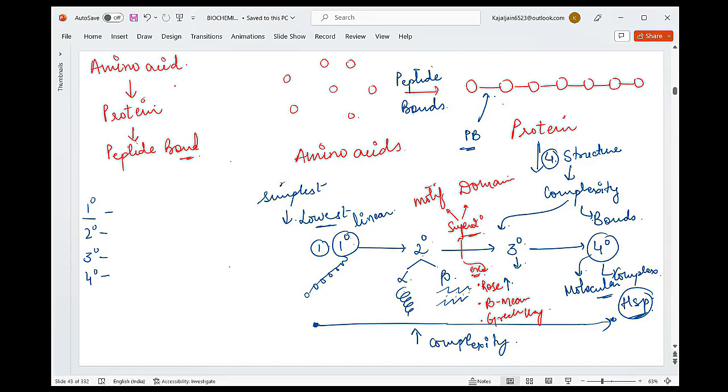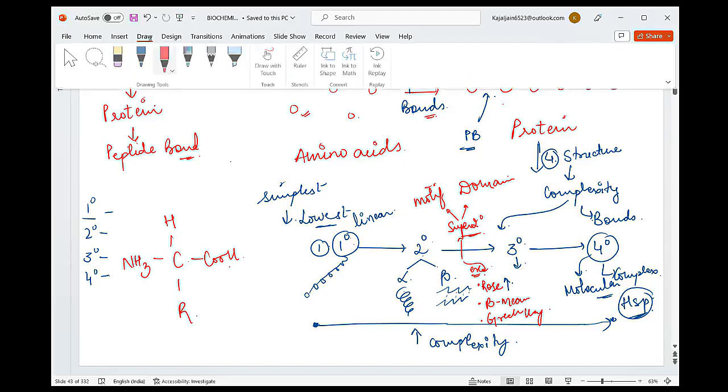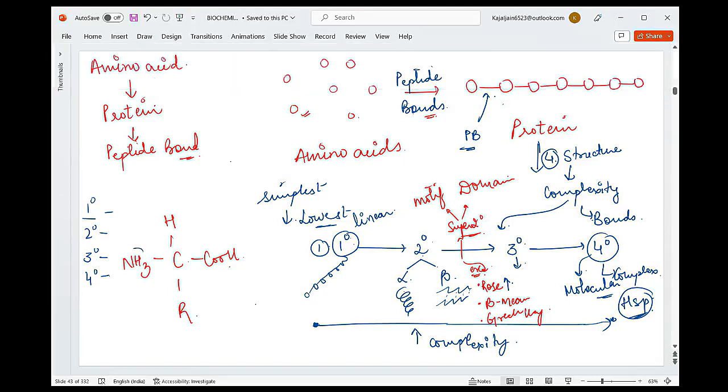When we look into the peptide bond, or before that, when I make a structure of an amino acid, the amino acid consists of four groups attached to it. One of them is NH3, then you have C, then you have COOH, then you have H, and then you have R. This is your amino group, this is your carboxyl group, this is hydrogen, and this is your variable group.